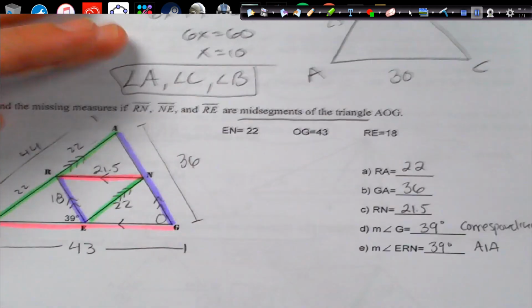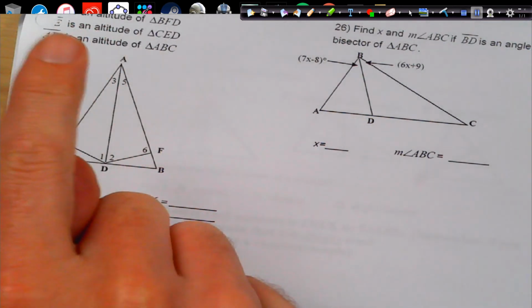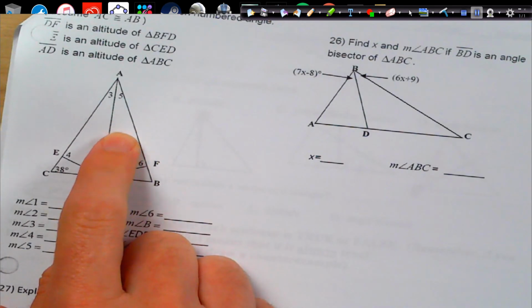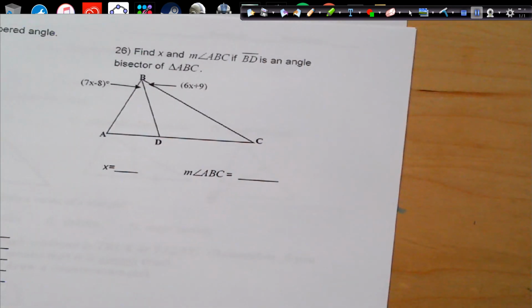Okay. Last page. I'm actually not going to do this problem because I think this one's kind of confusing and weird, so we're going to skip that problem. It's not going to be on the test, so we're going to go straight over to 26.